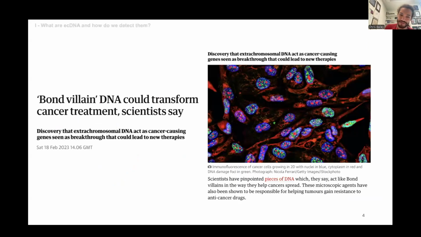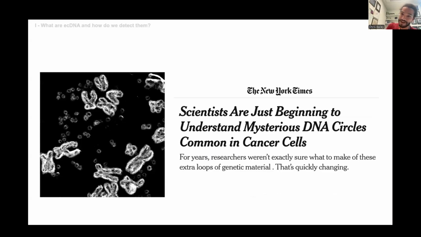Just to say that over the last 5 years, ecDNA has captured the public imagination, and has been referenced multiple times in the broadsheets. This is a headline from The Guardian in 2023, which called ecDNA this Bond villain DNA, which could transform cancer treatments. And another in the New York Times from 2019 claimed that scientists are just beginning to understand mysterious DNA circles that are common in cancer cells. So quite a lot of interest, quite a lot of imagination that has been captured.